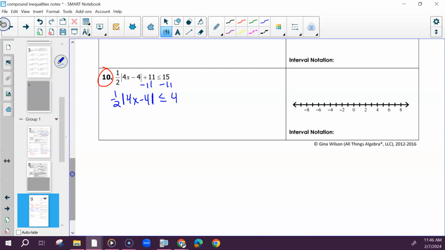So we would have had to multiply regardless, because at this point we should just be flipping this and multiplying instead of dividing by the fraction. So we have absolute value 4x minus 4 is less than or equal to 8. So this is going to be which type? And.